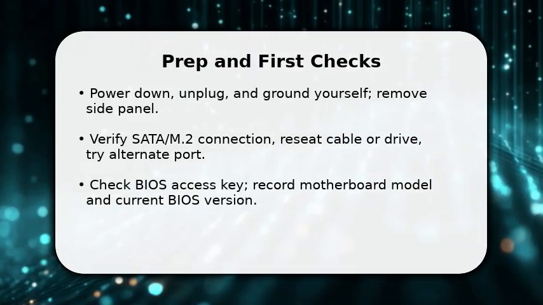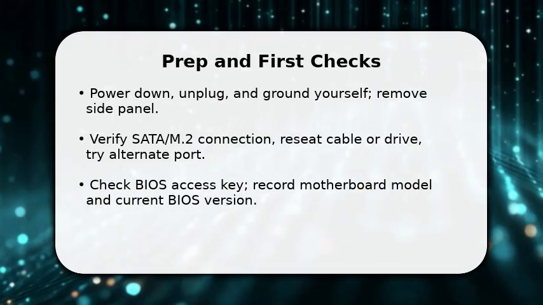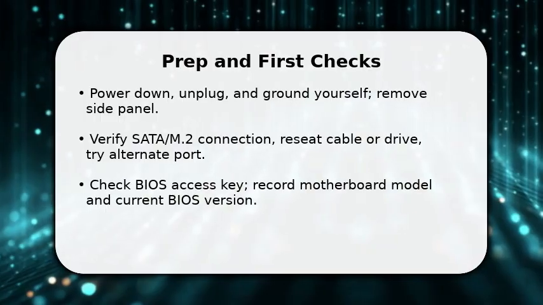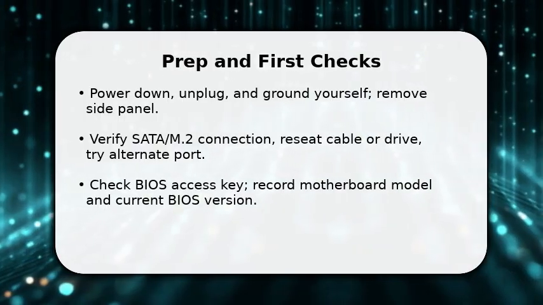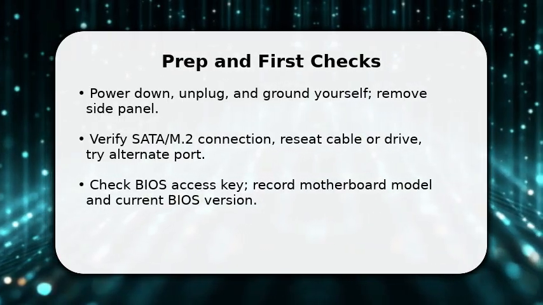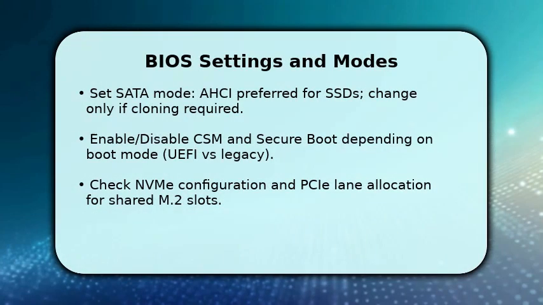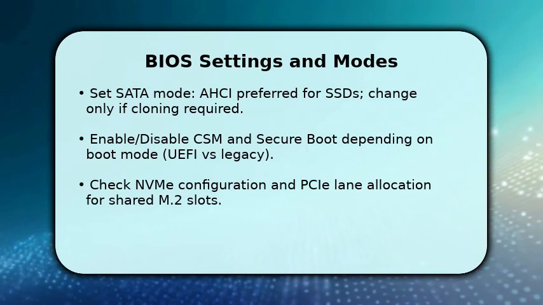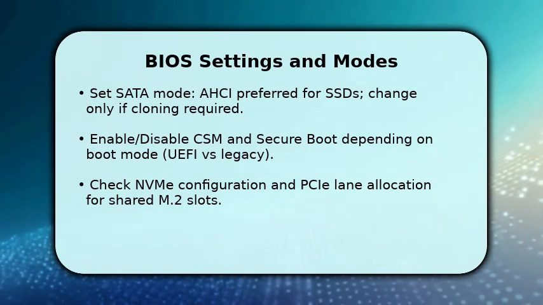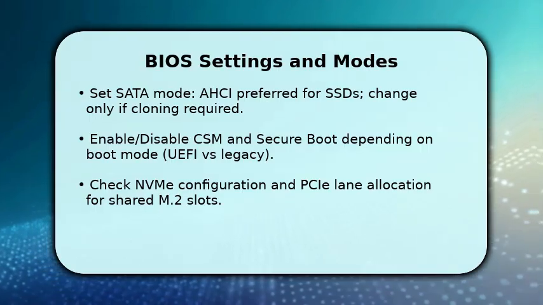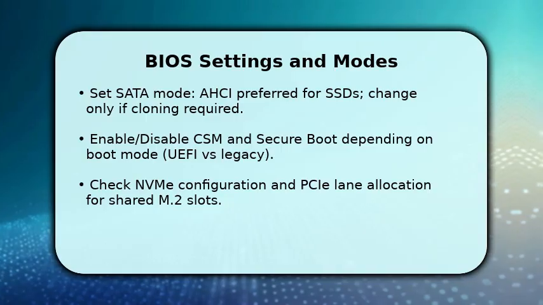Next, boot into BIOS, press the correct key for your Asus board, and note the BIOS version and drive lists. Doing these first isolates hardware issues quickly and makes sure software steps later aren't chasing a loose cable or wrong slot. Once in BIOS, find storage configuration and set SATA to AHCI for best SSD compatibility. Avoid switching modes after OS install unless you know how to fix drivers.